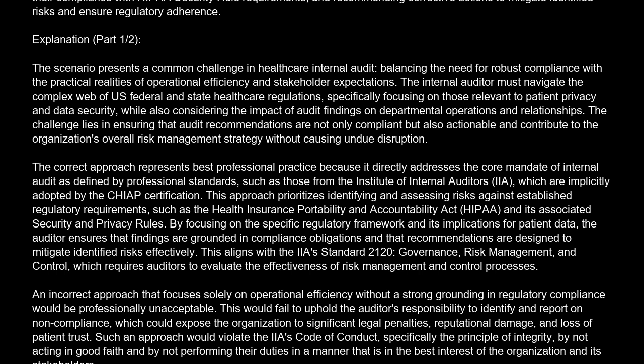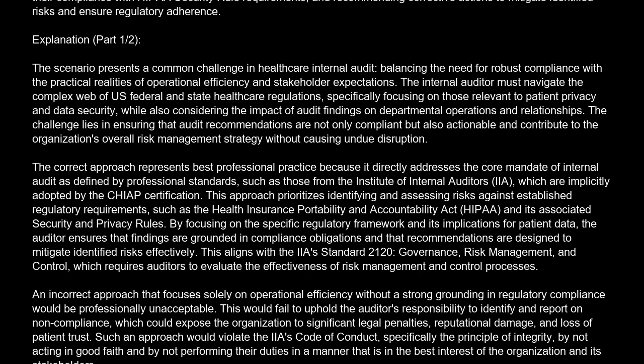An incorrect approach that focuses solely on operational efficiency without a strong grounding in regulatory compliance would be professionally unacceptable. This would fail to uphold the auditor's responsibility to identify and report on noncompliance, which could expose the organization to significant legal penalties, reputational damage, and loss of patient trust.